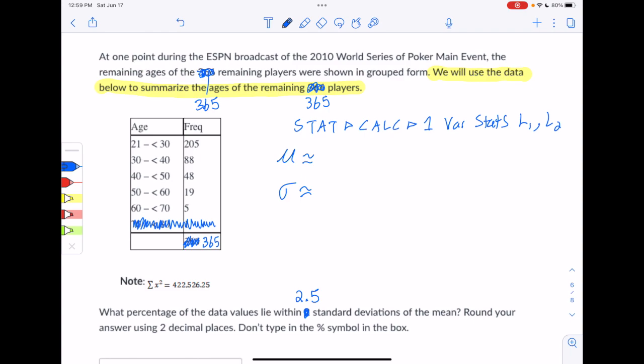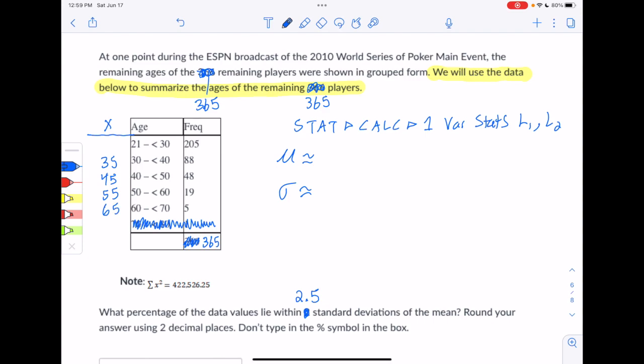The ages are our x values, but the ages are ranges. So what do you do when that's the case? The answer to that is you get an x column, which is represented by the midpoint. So halfway between 30 and 40 is 35. Halfway between 40 and 50 is 45. Halfway between 50 and 60 is 55, and halfway between 60 and 70 is 65.